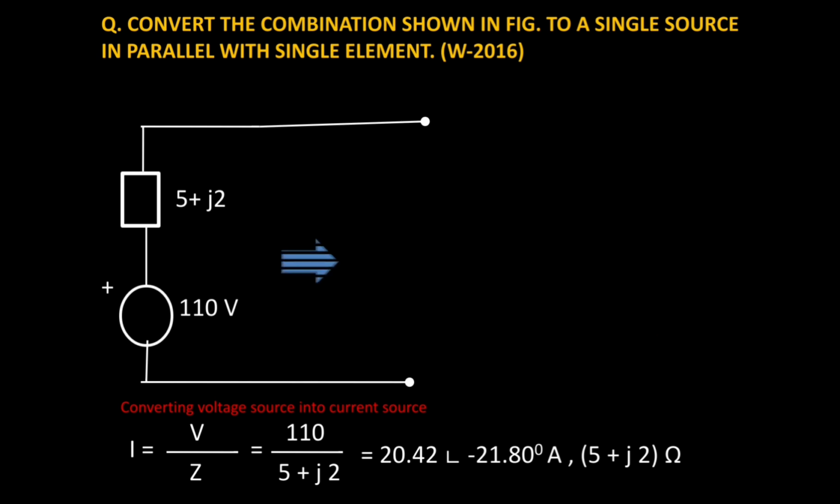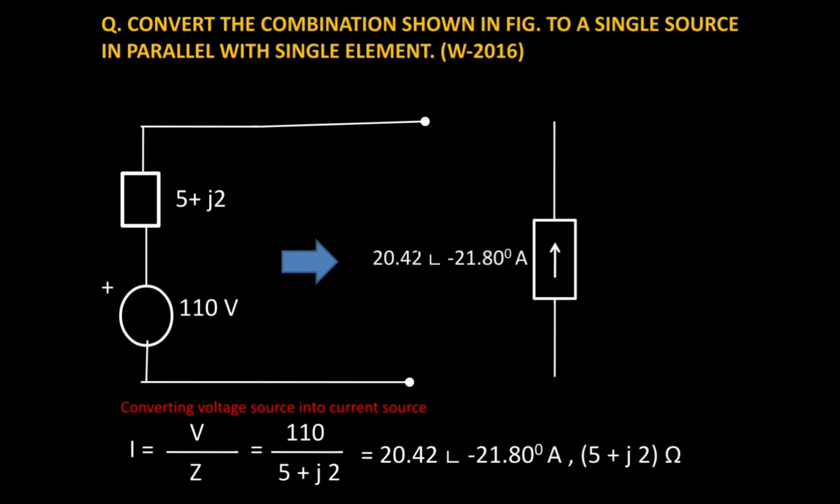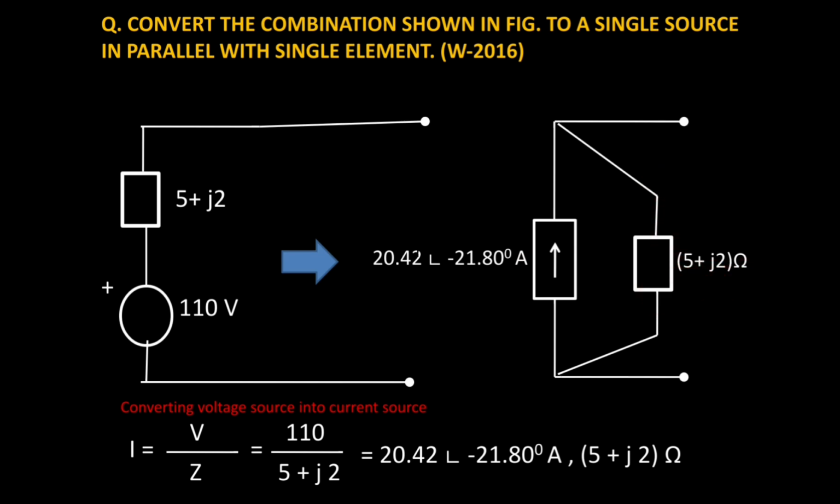practical current source. So if we convert this practical voltage source into a practical current source, the circuit will be like this. We have a current source and a single element, that is 5 plus j2 ohm, in parallel with this current source. So this is our answer. The question was to convert the combination shown in the figure to a single source in parallel with a single element. So we got a single element, the 5 plus j2 impedance, in parallel with a practical current source of 20.42 at an angle of minus 21.80 degree.